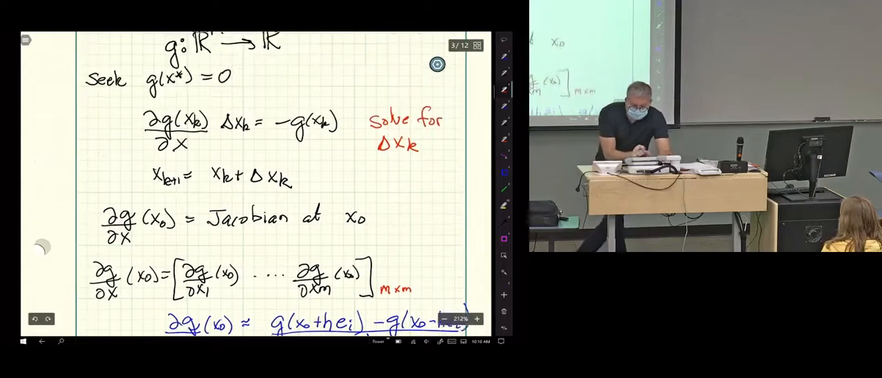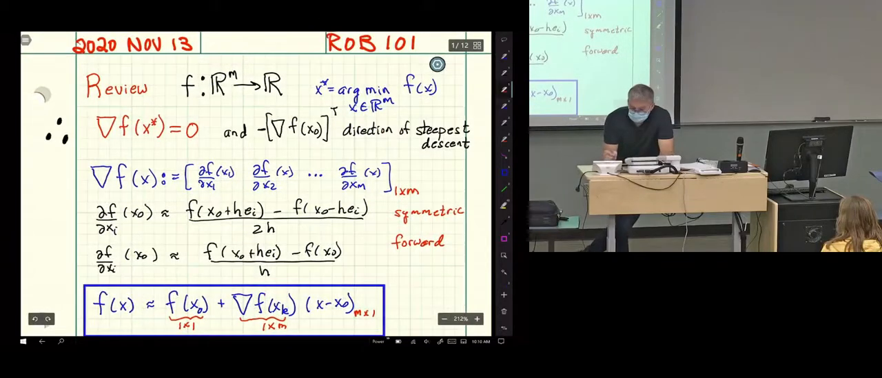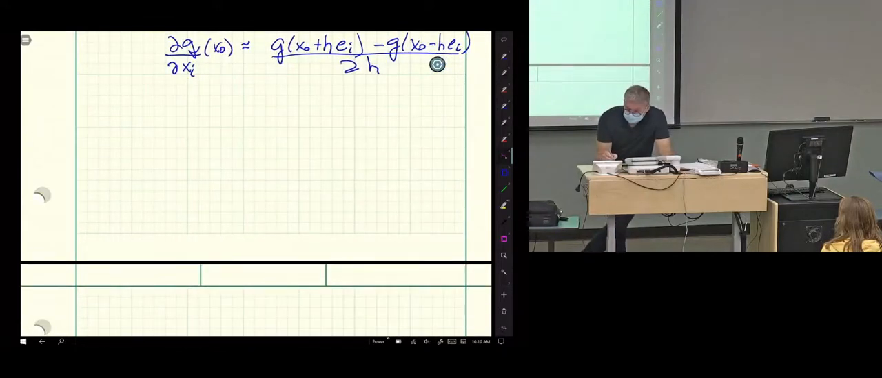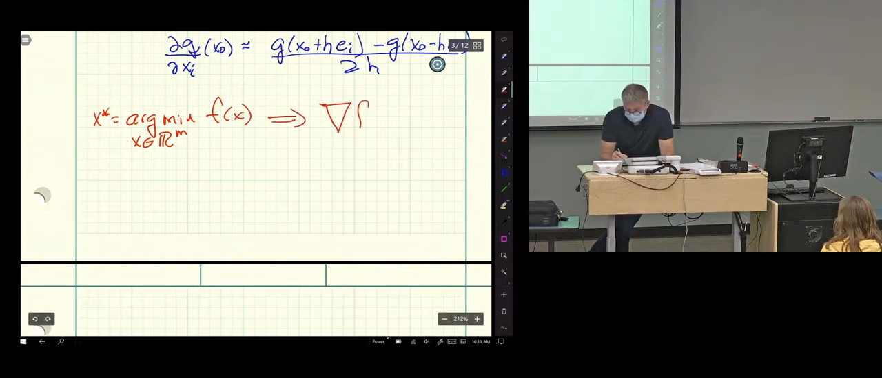Okay, so now the issue is, what is our function? I'll write it down again so we don't have to keep coming back, but our function g is the gradient. And so that's what makes it look really complicated. So for us, we have x star equals arg min over x in R^m of f of x, which implies the gradient of f evaluated at x star is 0.